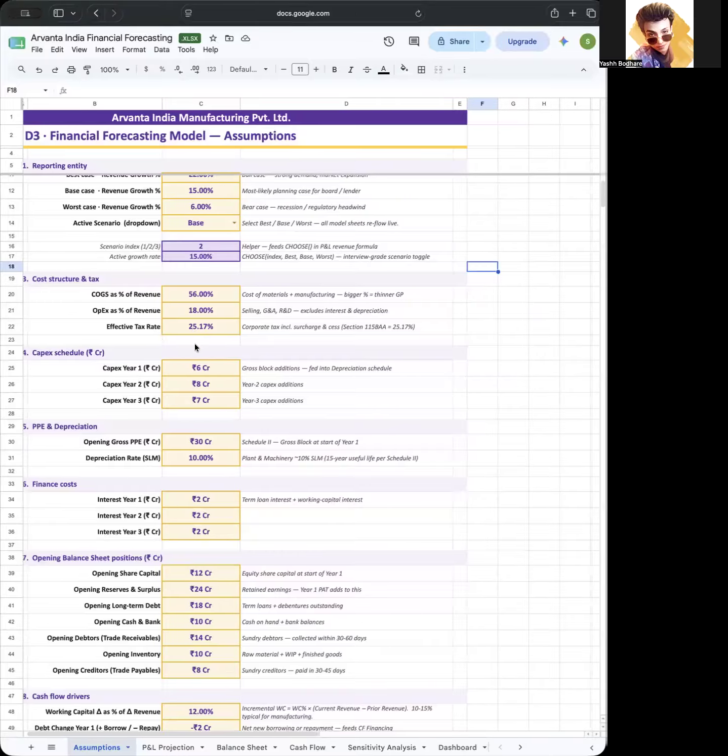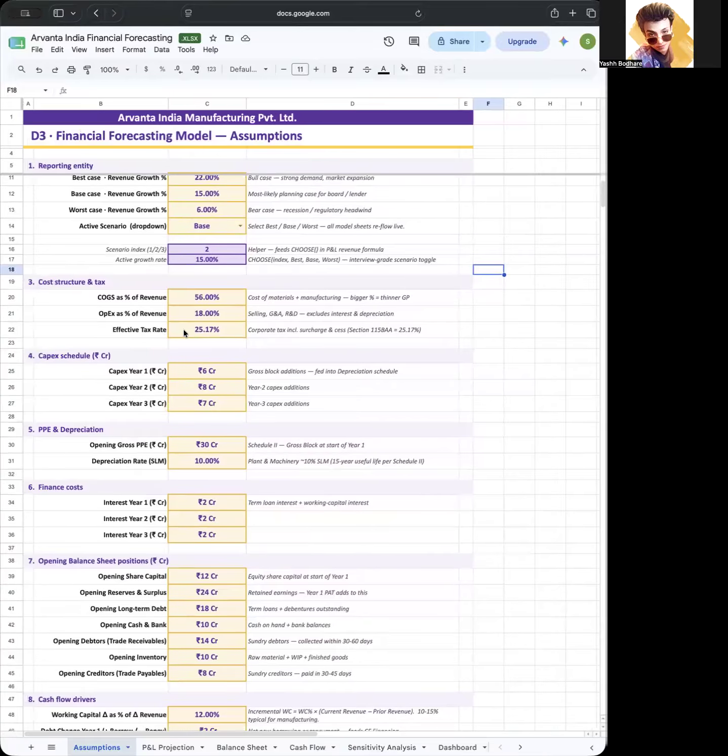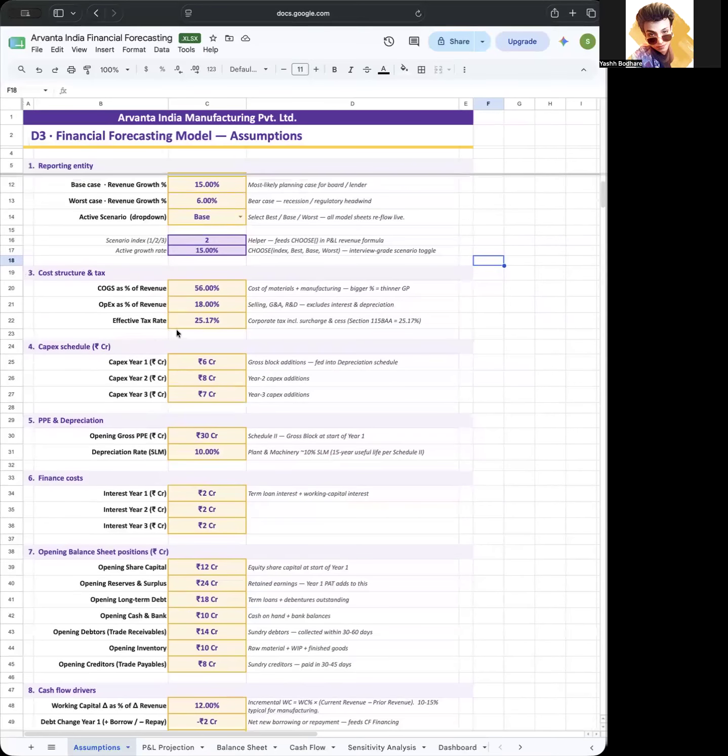So I hope you understand. So effective tax rate is different from EBITDA. Yeah, sorry for my mistake. I didn't know that. Okay.